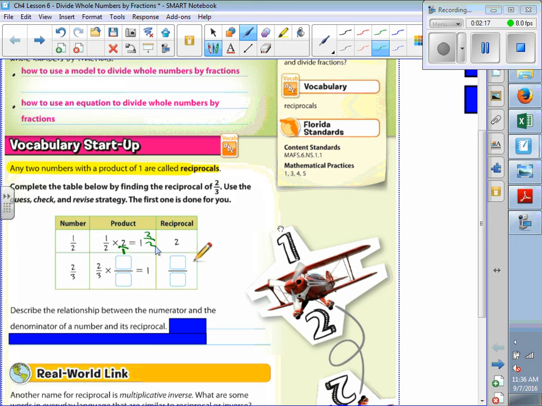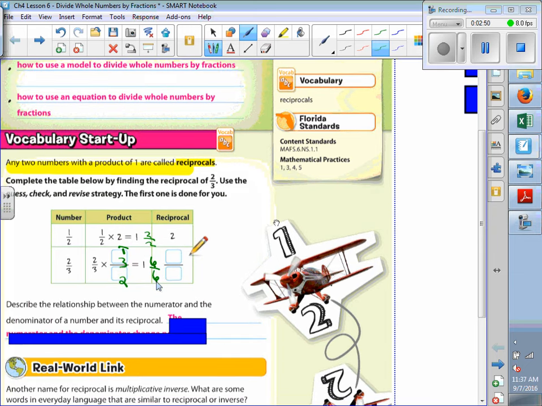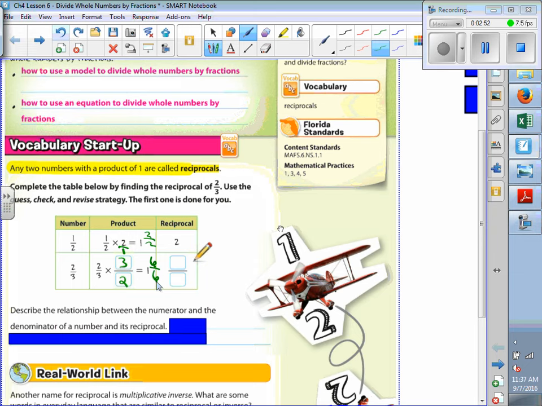Okay? So here, what can I multiply 2/3 times to get 1? 3 over 2. Very good. If I put 3 over 2 here, you can see 2 times 3 is equal to what? 6. And then over here, 3 times 2 is equal to 6. Isn't 6 over 6 equal to 1? Yes. So that means that the reciprocal of 2/3 is 3/2. Is everybody clear with that?